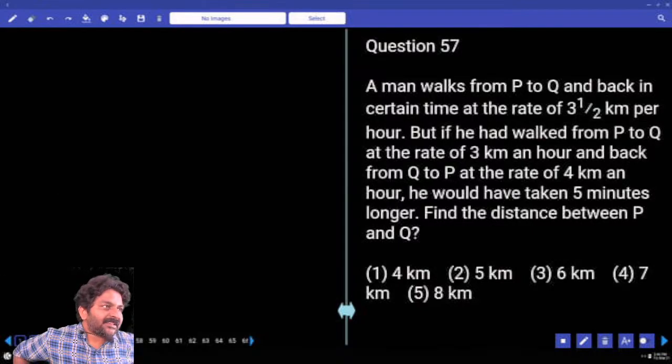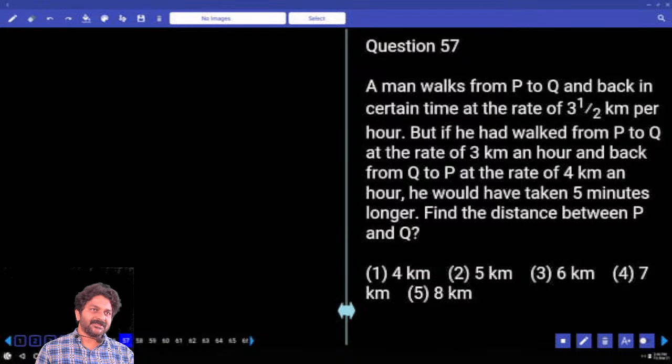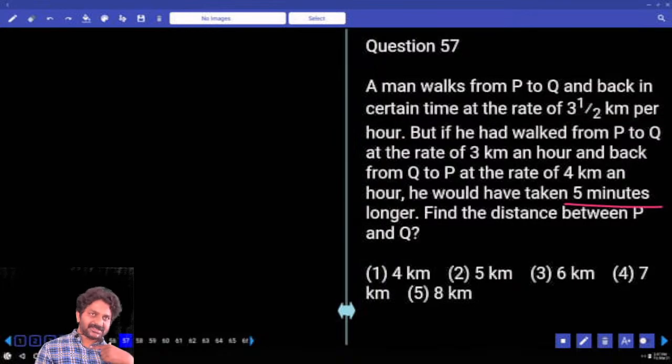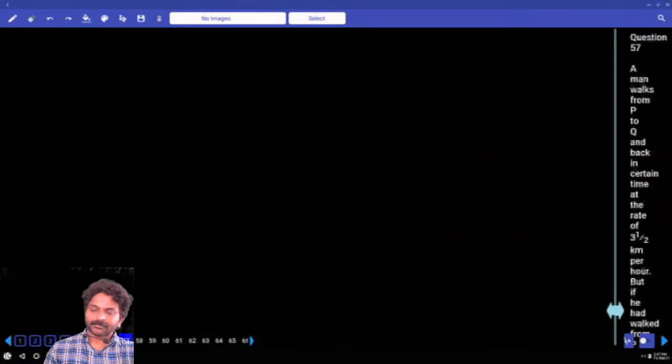How many different cases are there? 2 cases. First case, onward journey and return journey, he is traveling with 3.5 kilometer per hour. Second case, onward he is going with 3, return coming with 4. This is the second case. In both cases, when you take the time difference, you get 5 minutes. The question is about the distance between the two places. Right. Now look here.